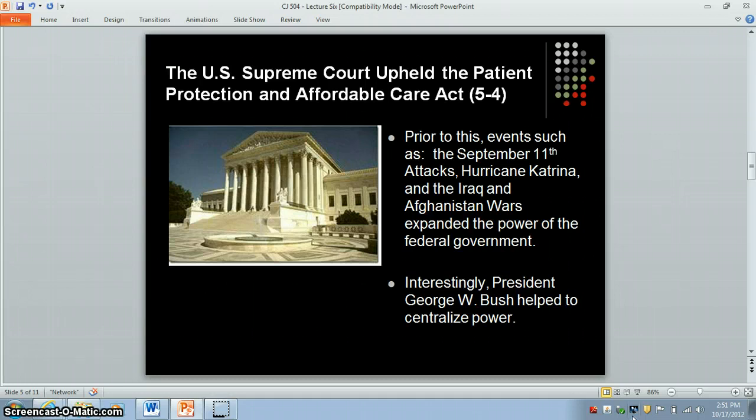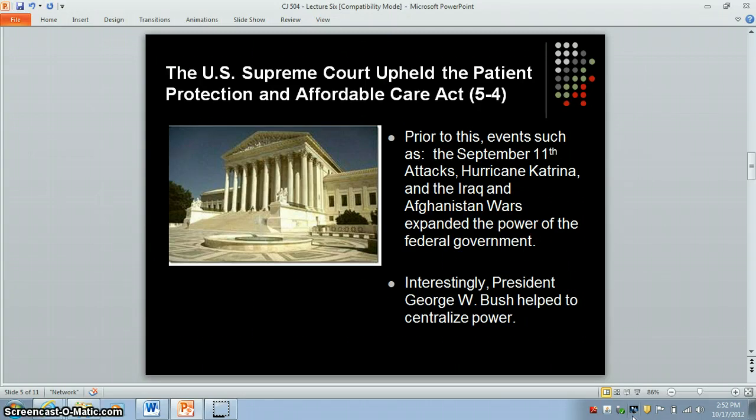And when President Obama was elected, the Wall Street meltdown, coupled with bailouts of the automobile industry and the BP oil spill in the Gulf of Mexico, all of these led to a strong centralized federal government. In June of 2012, the U.S. Supreme Court had an opportunity to strike down President Obama's Patient Protection and Affordable Care Act, also known as Obamacare. But, as we know, the court did not do this.